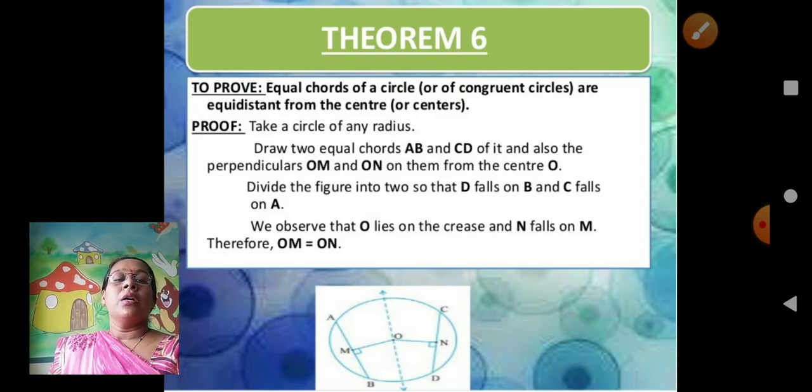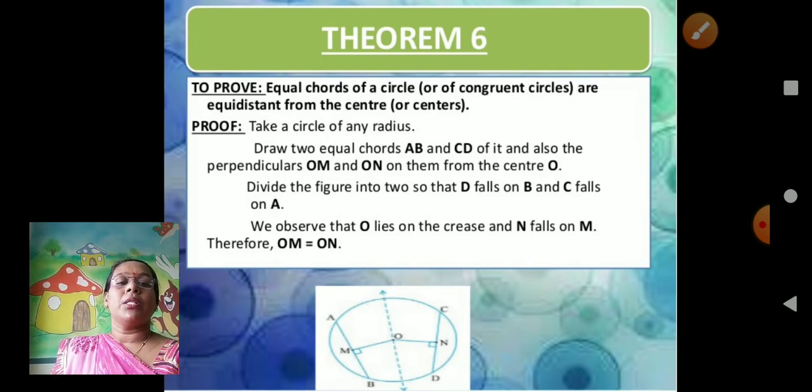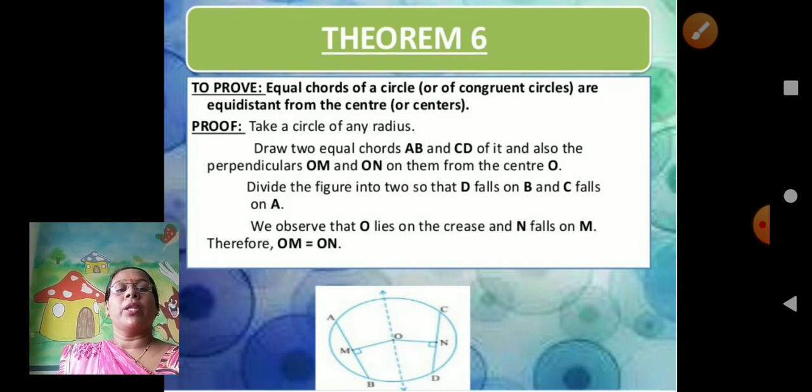Now see the chords AB and CD. If AB is equal to CD, means the lengths of both the chords are equal, then the distances of both the chords from the center are also equal. Perpendicular distance, means OM is equal to OM. Means if AB is equal to CD, then OM is equal to OM. It is the meaning of the theorem, and we have to write the proof also. In the theory lecture we will continue those proofs. Just understand the meaning of the theorem.